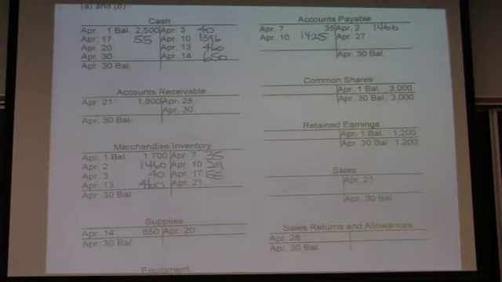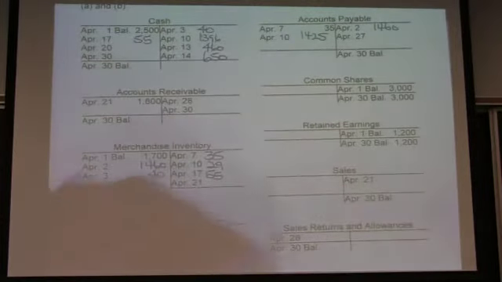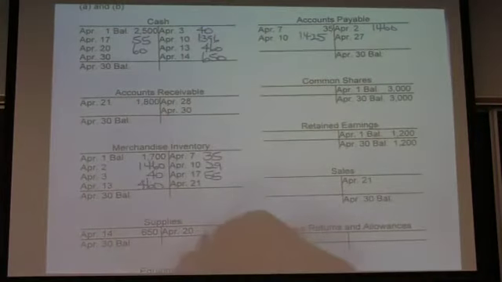April 20th, what happened there? Received $60 cash, purchased for supplies, and we got a refund. In other words, we actually returned a whole bunch of supplies. So we debit $60 cash here, and we credit supplies.